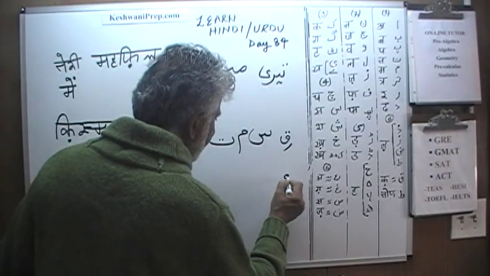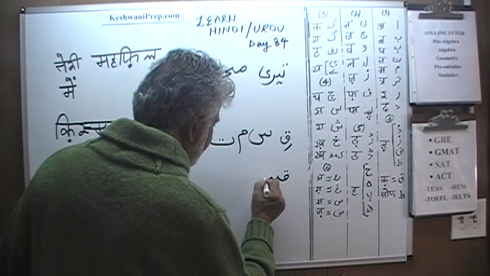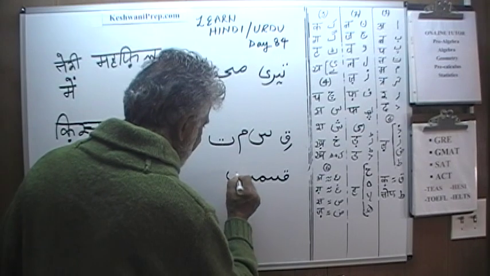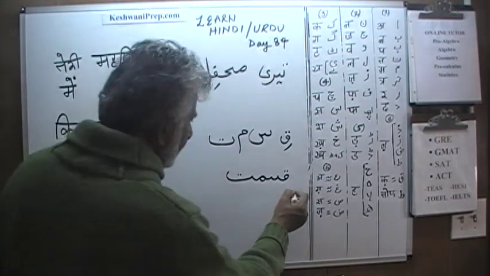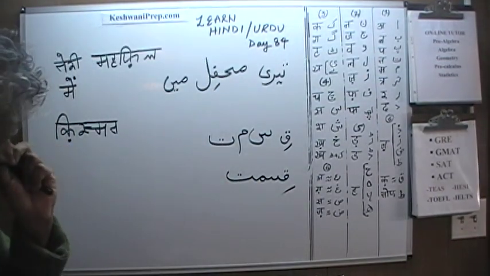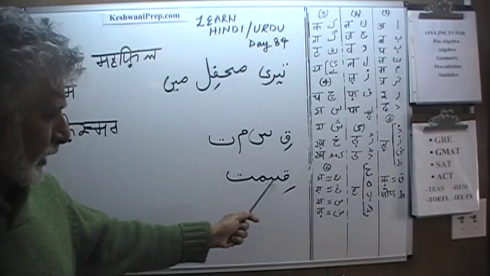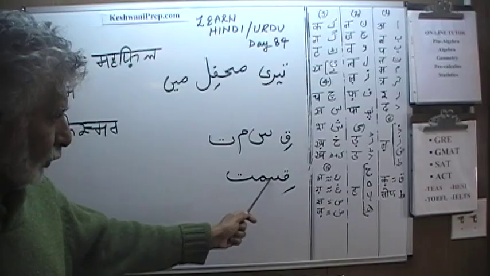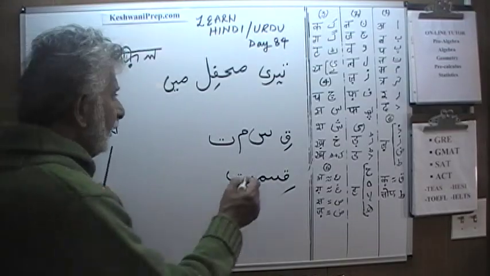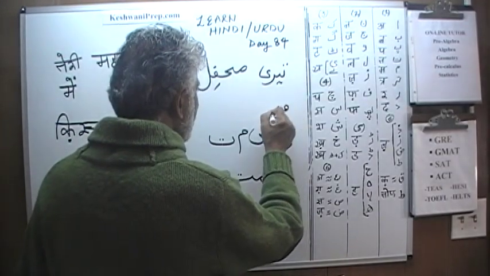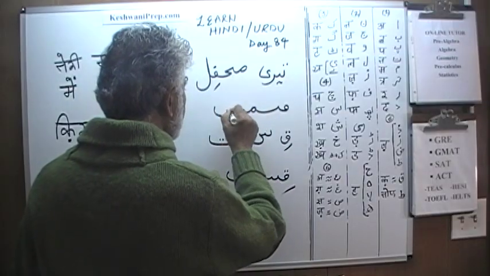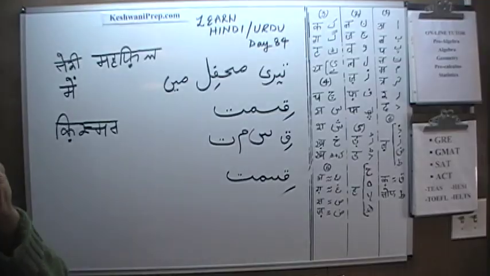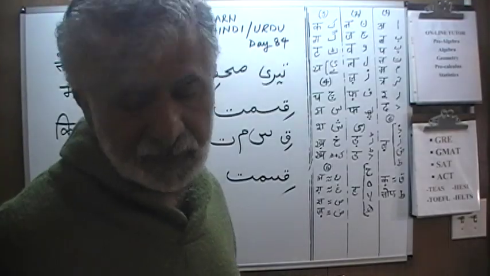Let's put them together. So this is the ka, then this is sa, two loops for the sa, then we join a ma, and then a ta. Don't forget the zer underneath it. Now most people don't bother to write two loops. Instead of writing two loops like you see here, most people just make one very long loop. Voila. That reads Qismat. Qismat is luck, fate.